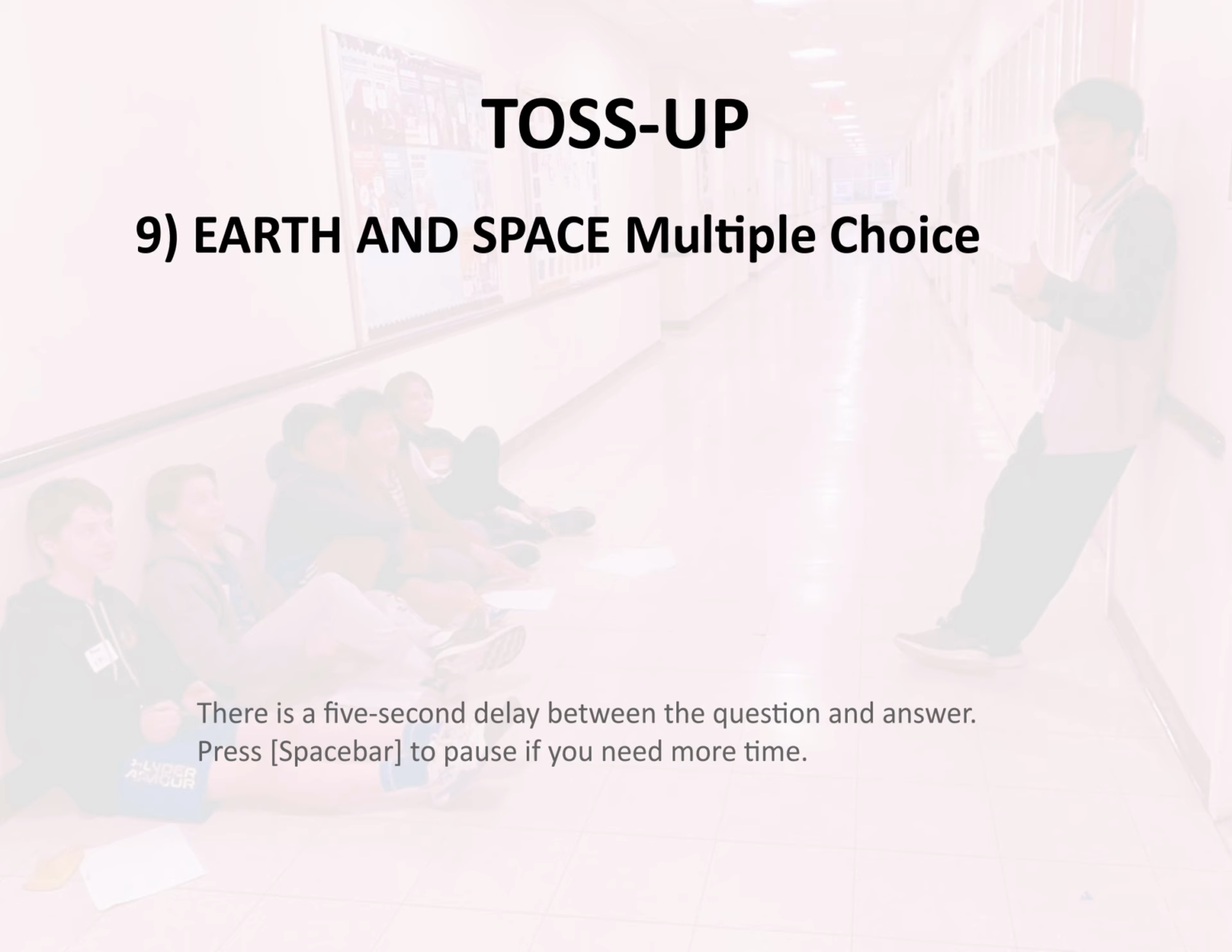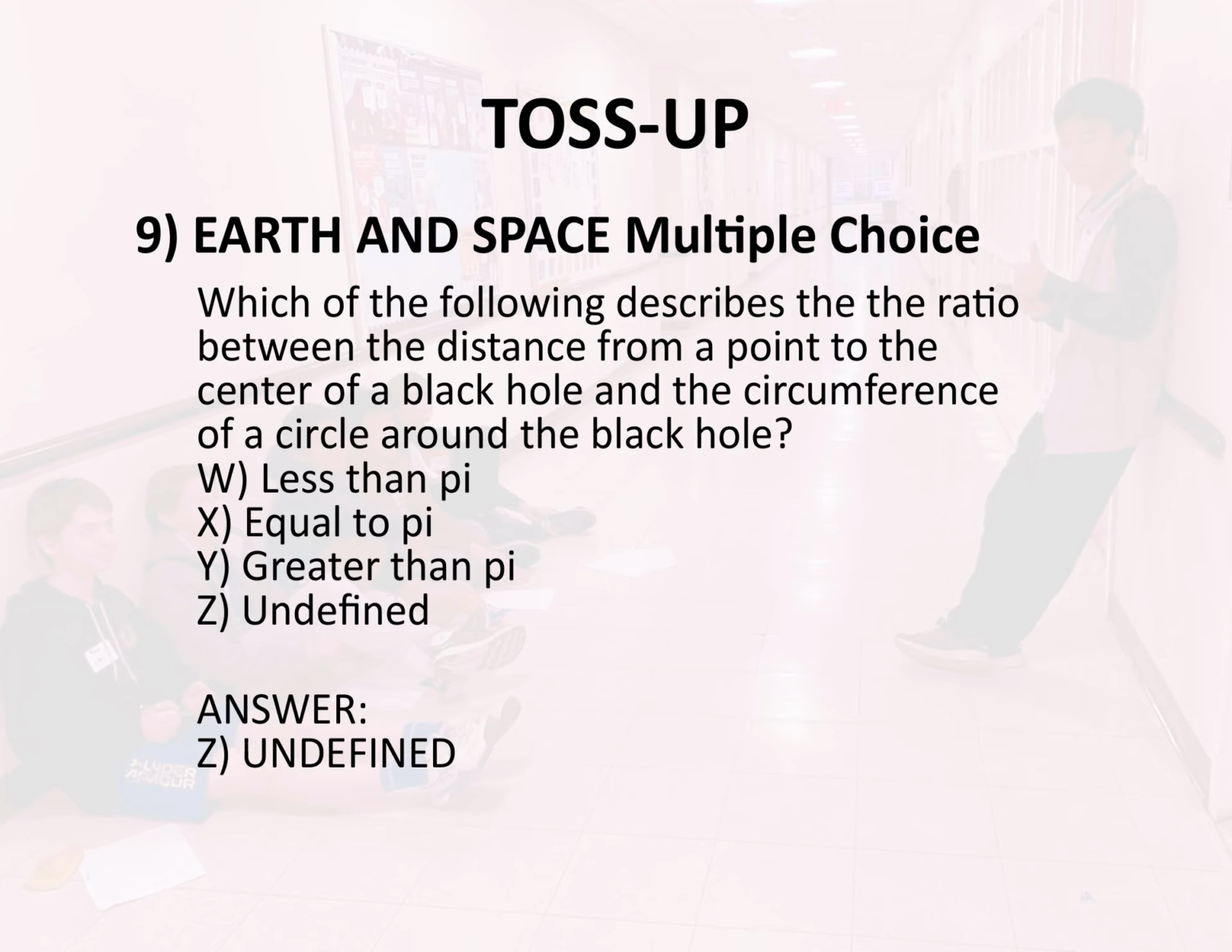Toss-up 9. Earth and space multiple choice. Which of the following describes the ratio between the distance from a point to the center of a black hole and the circumference of a circle around the black hole? W. Less than pi. X. Equal to pi. Y. Greater than pi. Z. Undefined. Answer. Z. Undefined.